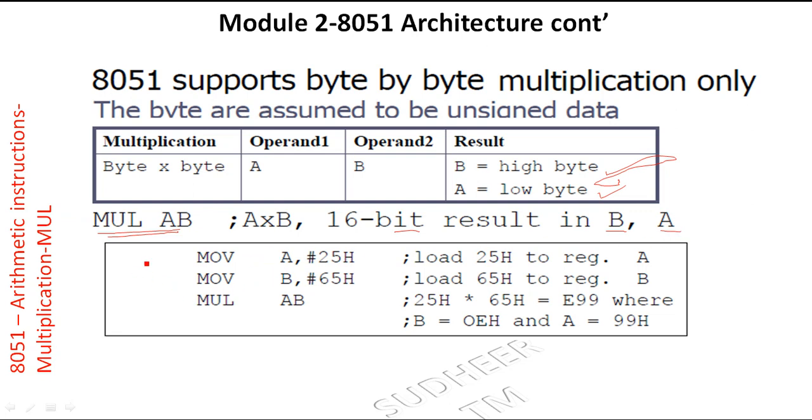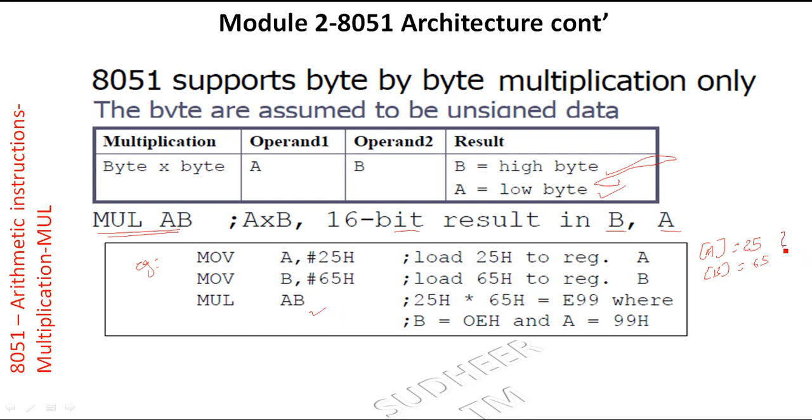So for example, this is an example program. MOV A comma #25H: on executing this instruction, the content of the accumulator will be 25. On executing MOV B comma #65H, immediate data 65 will be copied to the B register, so the content of B will be 65. It will perform 25 into 65 while executing MUL AB.